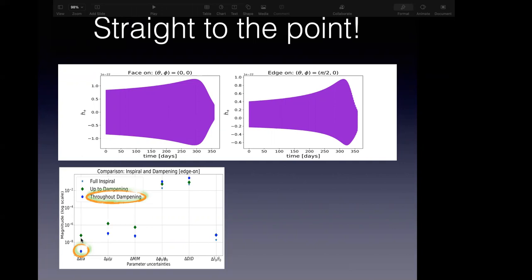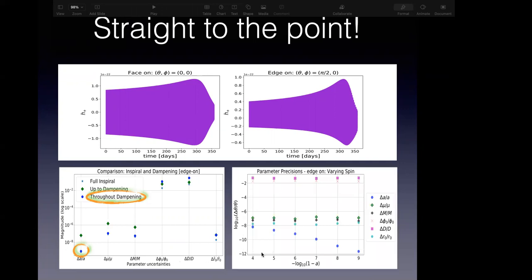Now, this wasn't enough for us. We wanted to take this as extreme as we can. So we took spin parameters from 1 minus 10 to the negative 4, so 0.9999, all the way to 0.99. And you can see you get this exponential increase in the spin parameter's precision, which is amazing. So the point here is that if it's near extreme and we see the waves, we can constrain the spin parameter to excellent precision. But let's try and answer why this is the case.